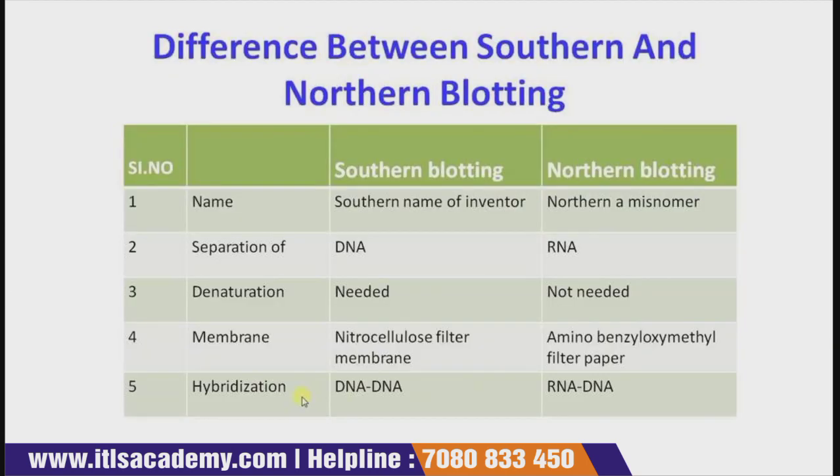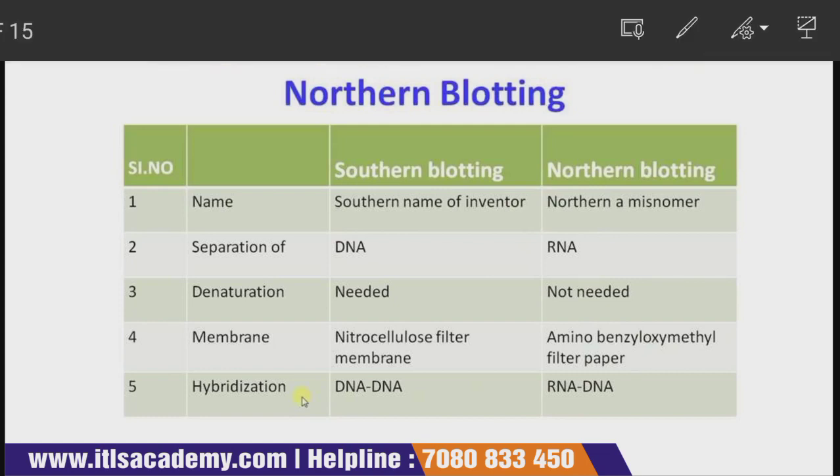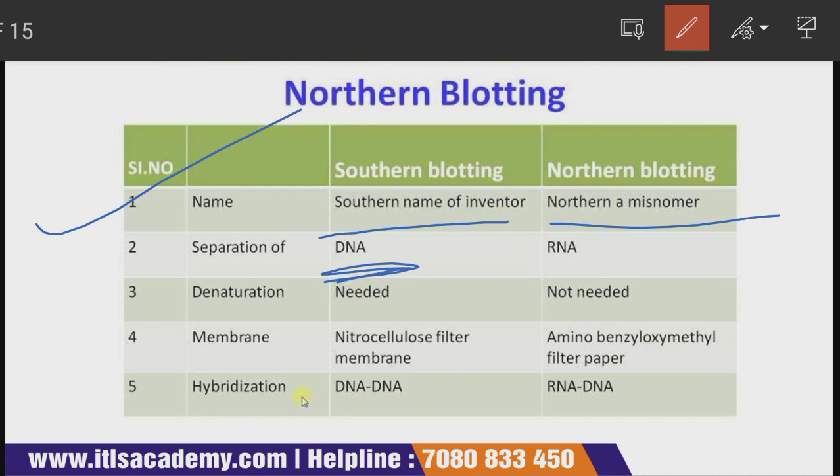Okay, so now let's quickly understand the differences between the two. The first difference is southern blotting and northern blotting. In southern blotting there is separation of DNA, here the separation of RNA. Southern blotting needs denaturization, but in northern blotting denaturization is not needed. Then the membrane: which type of membrane is it using? Nitrocellulose filter membrane, but here they are using amino benzoyl oxymethyl filter paper.